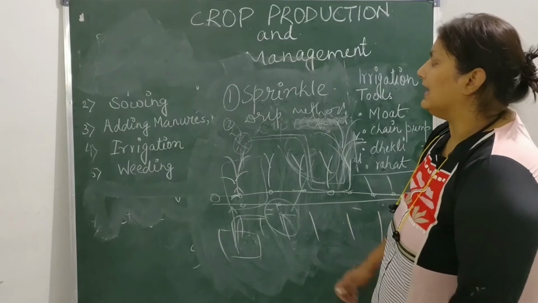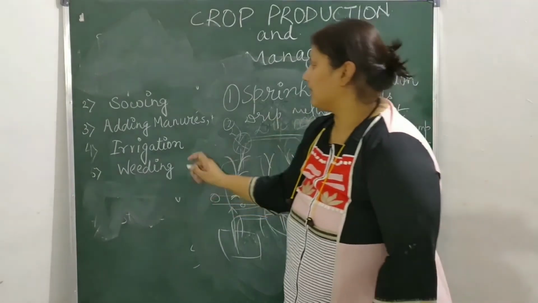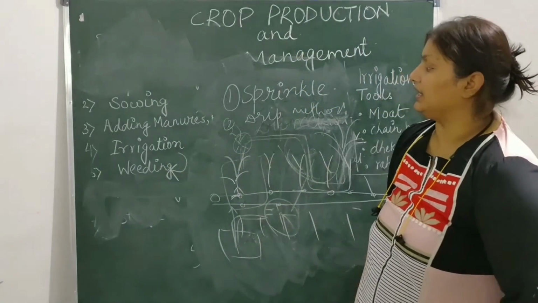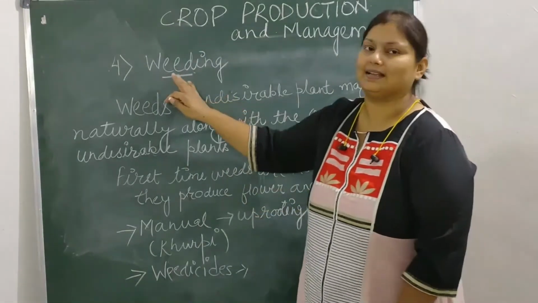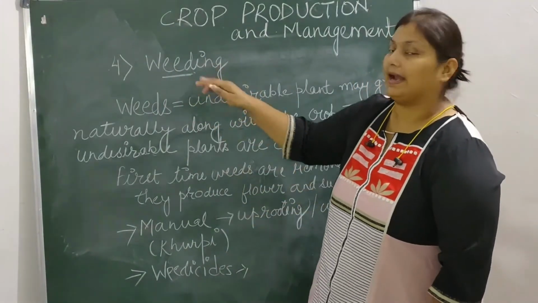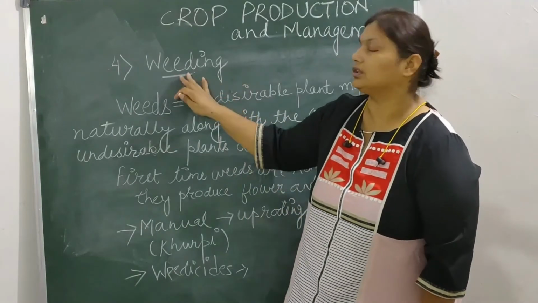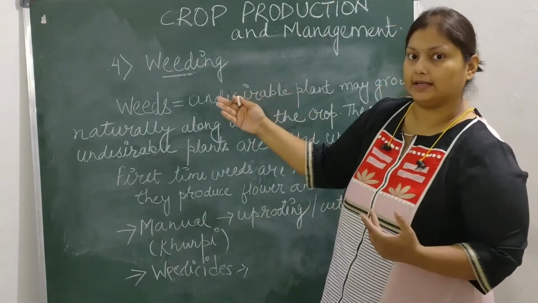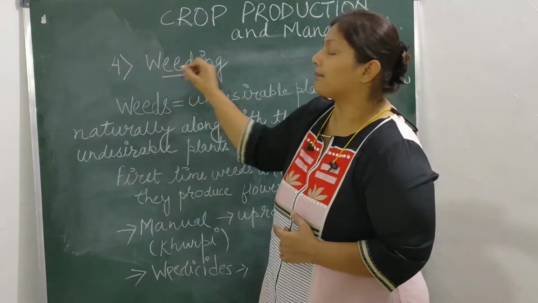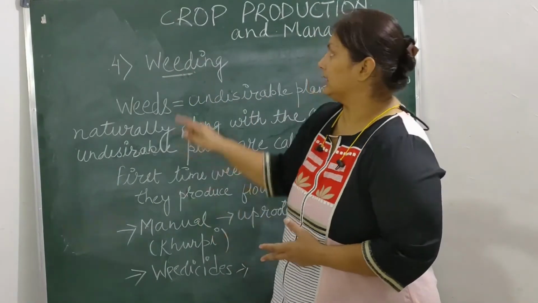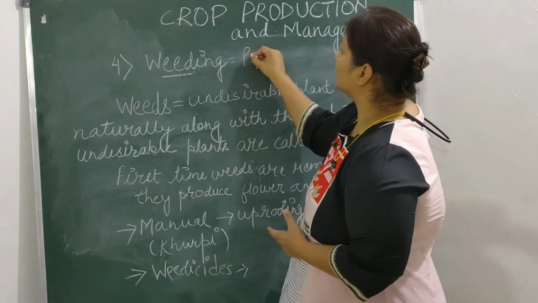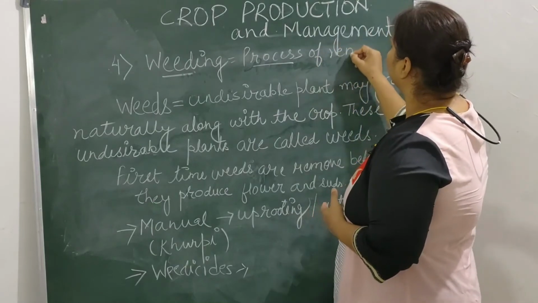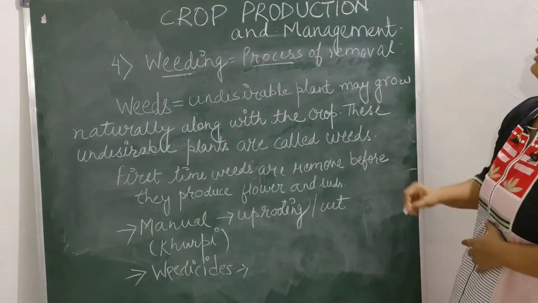Now come to the next process, which is the last one, weeding. After the irrigation, now come to the next step, that is weeding. After adding manure and fertilizer, what the farmer mainly does is weeding. What is the meaning of weeding? Weeding is a process of removal of weeds.